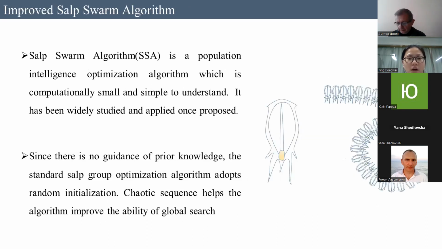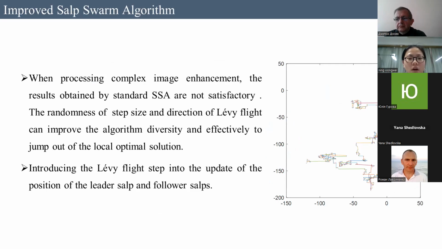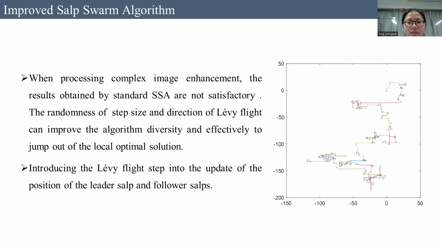The salp swarm algorithm is a population intelligence optimization algorithm, which is small in computation and simple to understand. It has been widely studied and applied once proposed. Since there is no guidance of prior knowledge, the standard SSA adopts random initialization. Chaotic sequence helps the algorithm improve the ability of global search. Therefore, in this paper, logistic chaotic mapping was used to initialize the population of salps. And when processing complex image enhancement, the results obtained by standard SSA are not satisfactory.